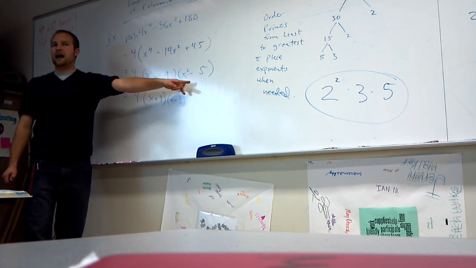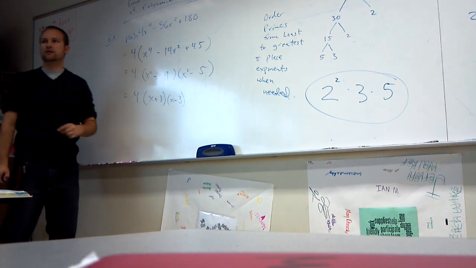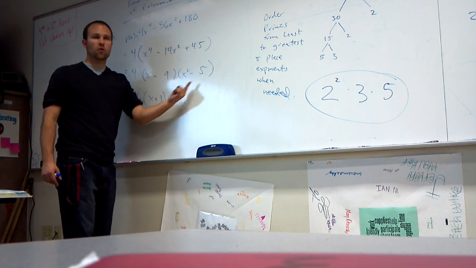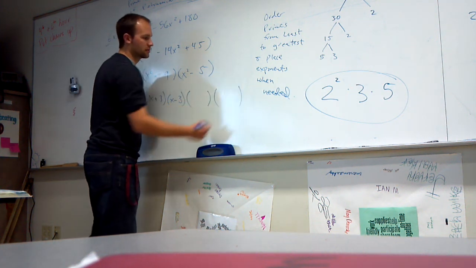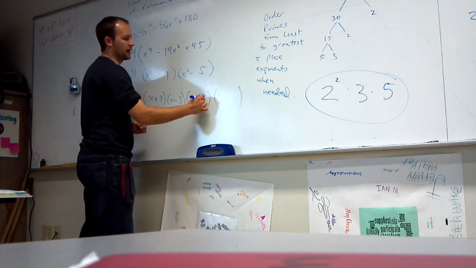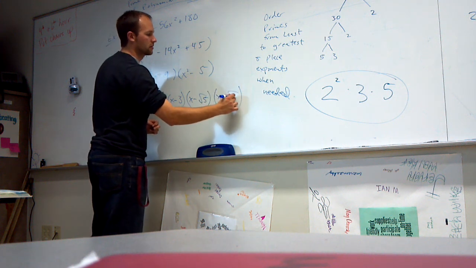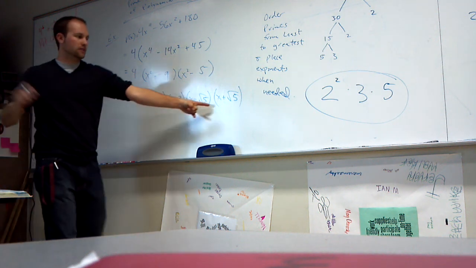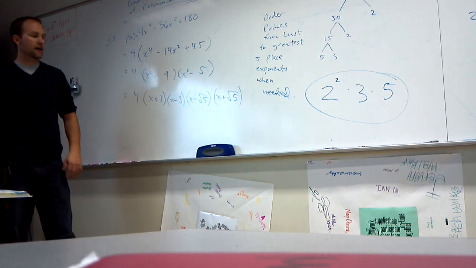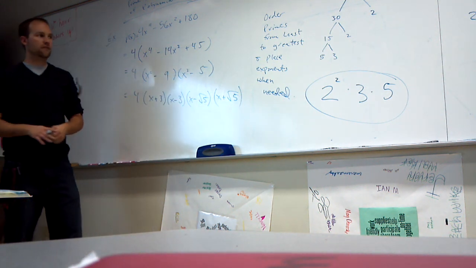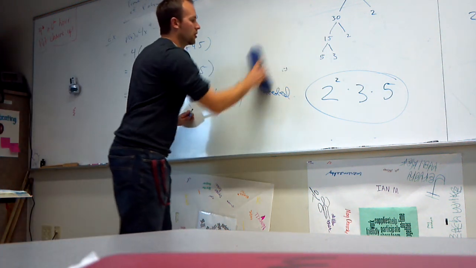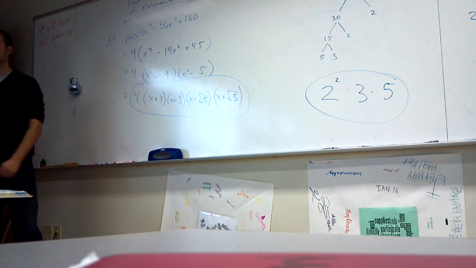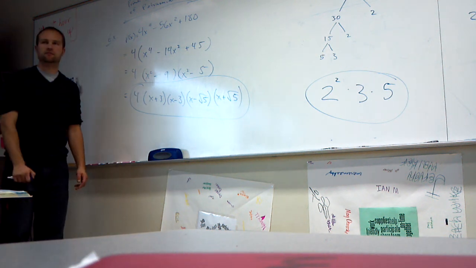X squared minus 5. Can we break that down anymore? We can't really do a whole lot with that. You can. What is it going to be broken down into? Square root of 5. Okay. Now there's nothing else we can do. We've got just simply x plus square root of 5, x minus square root of 5. There's nothing else we can break down or factor out. And that's your prime or your unique factorization for that polynomial.